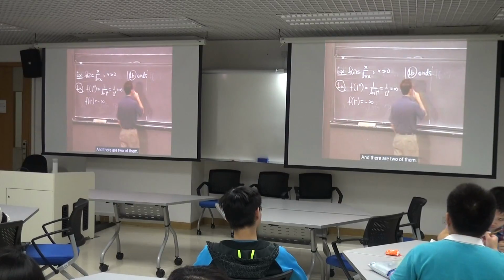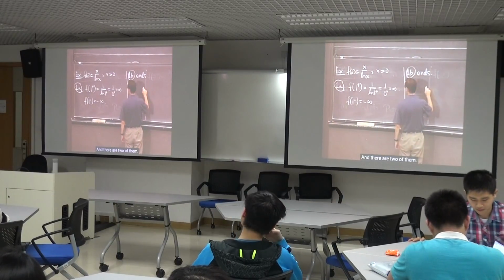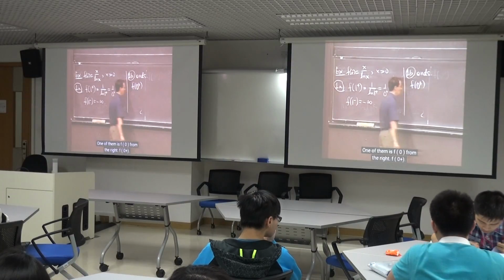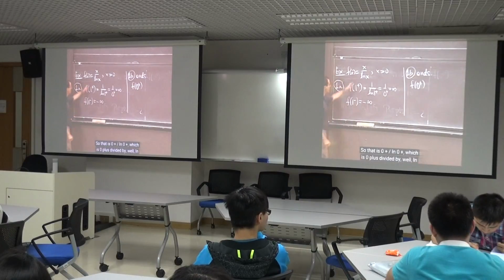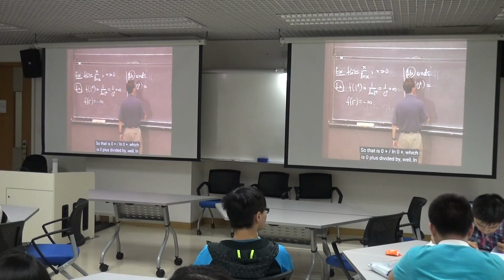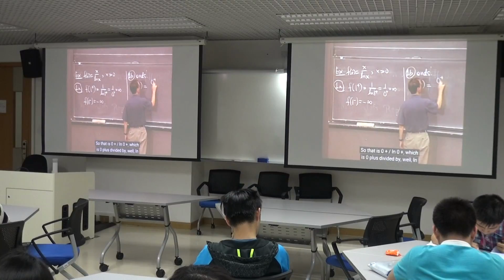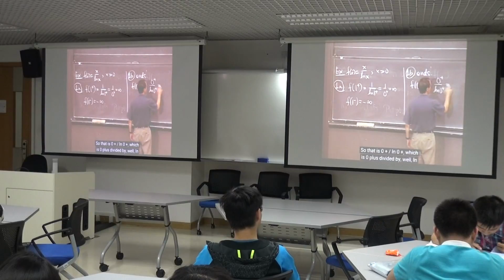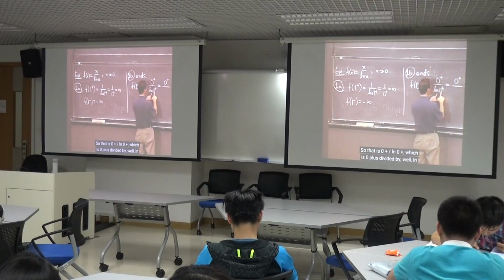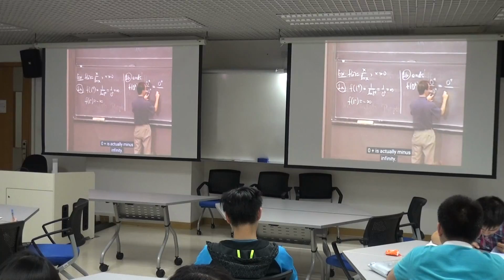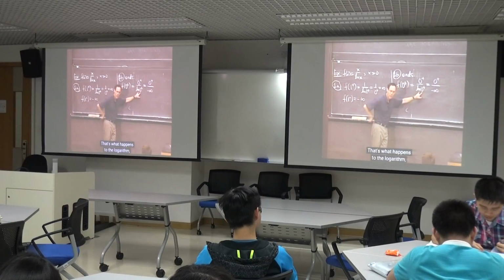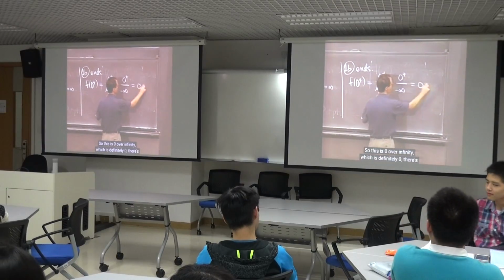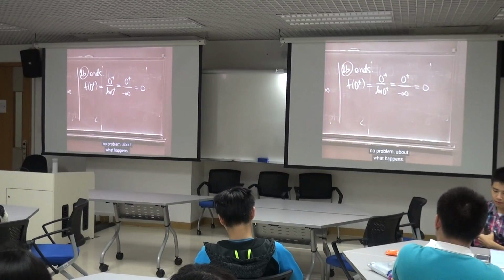Now, the next thing I want to do is the ends. I call these the ends, and there are 2 of them. One of them is f of 0 from the right, f of 0 plus. So that is 0 plus divided by log of 0 plus, which is 0 plus divided by, well, log of 0 plus is actually minus infinity. That's what happens as log goes to minus infinity. So this is 0 over infinity, which is definitely 0. There's no problem about what happens to this.